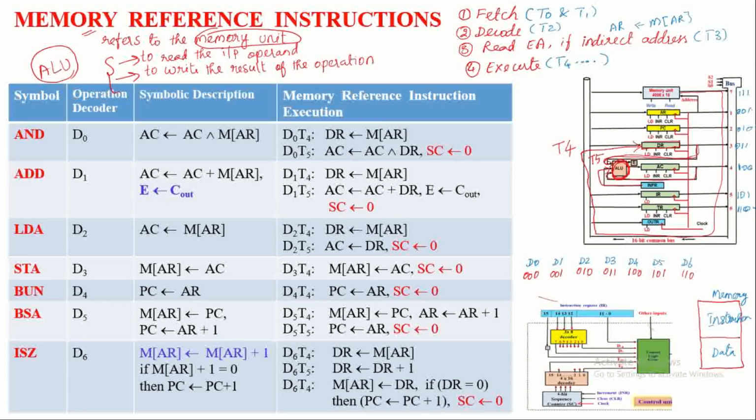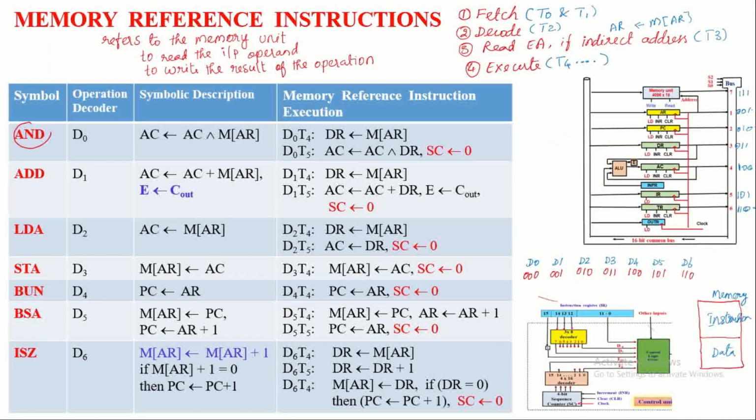This is how any data can be received by the ALU unit whenever required. First, it is transferred to the data register, and then the ALU unit receives that data and performs the operation.